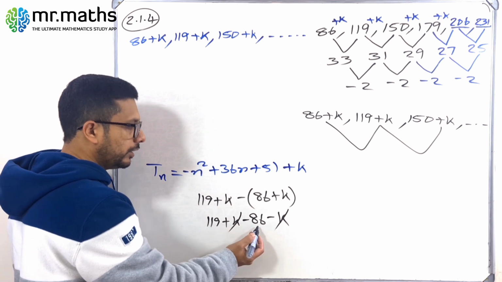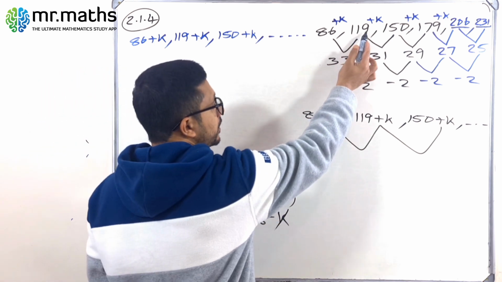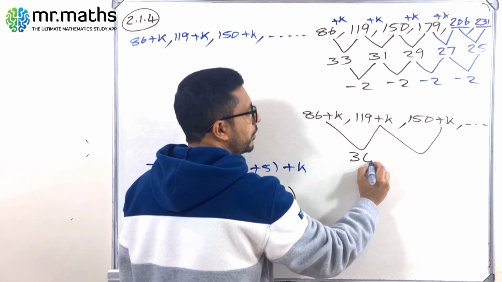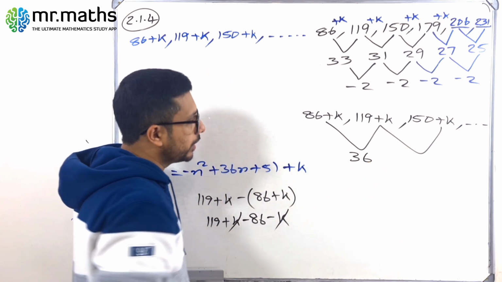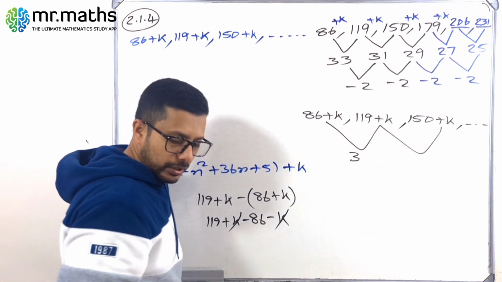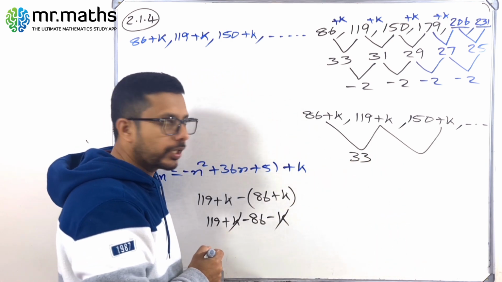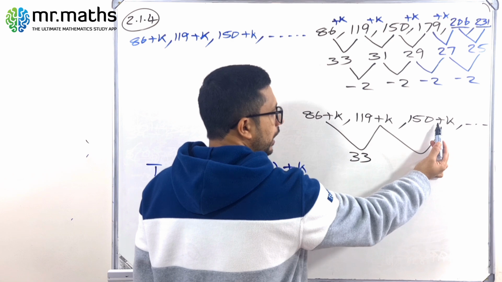That means 119 minus 86. Is it not the same as 119 minus 86, 33? So here the first difference is going to be, sorry, not 36, 33. The first difference is going to be 33. You understand? Okay.